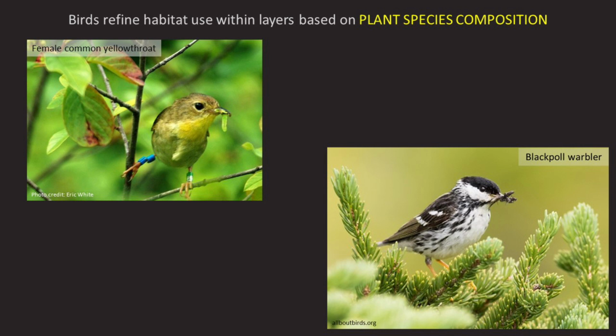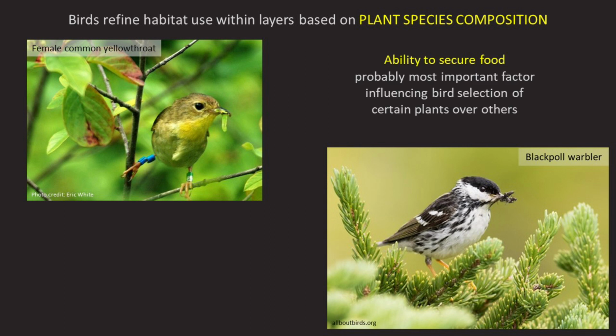So once birds drop into a habitat that has the correct plant layers, they refine their use of that habitat based on the plant species that compose the different layers. And the ability to find and capture food is probably the most important factor influencing which plant species birds are most closely associated with. Birds select specific plant species that support the greatest abundance of insects that they prefer as food.